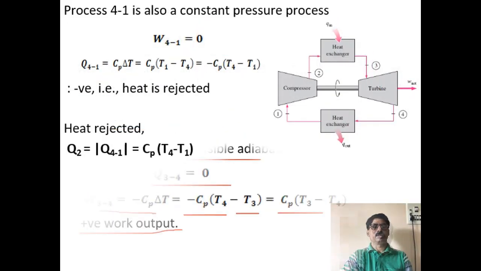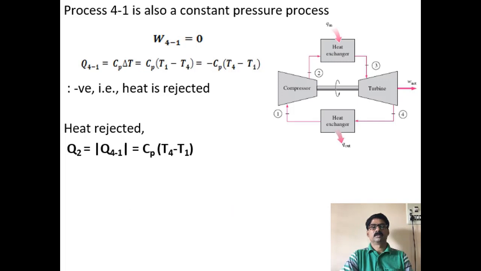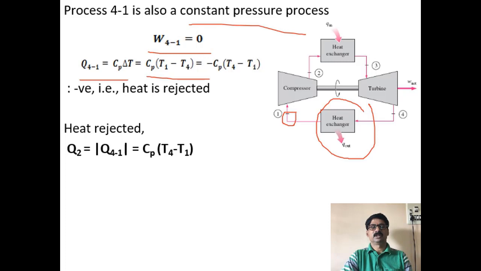And coming to the last unit, that is this heat exchanger here, where heat is rejected. Since it is a constant pressure process, W4 to 1 is equal to 0. So Q4 to 1 is equal to Cp delta T, that is Cp into T1 minus T4. So this T1 temperature, the output of this heat exchanger, is less than the inlet temperature.